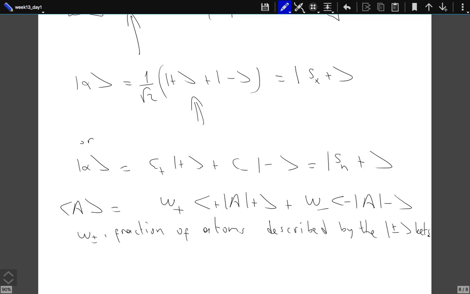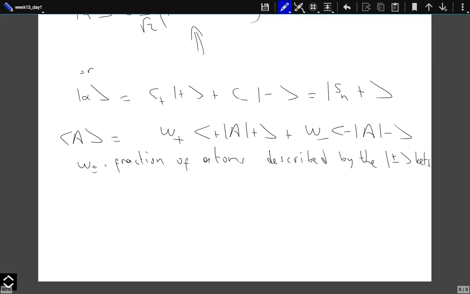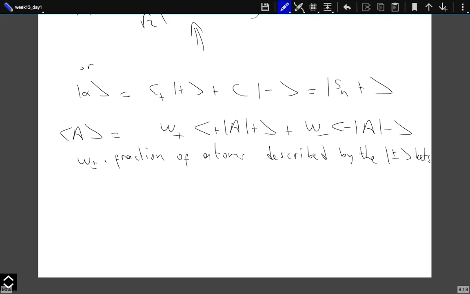This will be the average for any quantity A. I have a quantum mechanical average, the expectation value, and then I have a statistical average in terms of these omega plus and omega minuses. I have to do both of them at the same time. Well, I can basically do the same thing for any system, not necessarily a Stern-Gerlach apparatus.